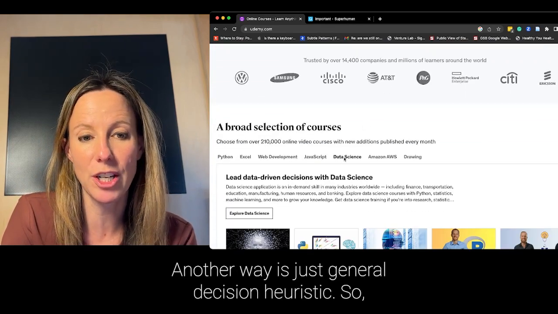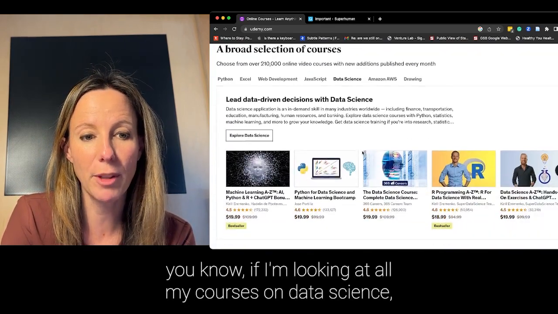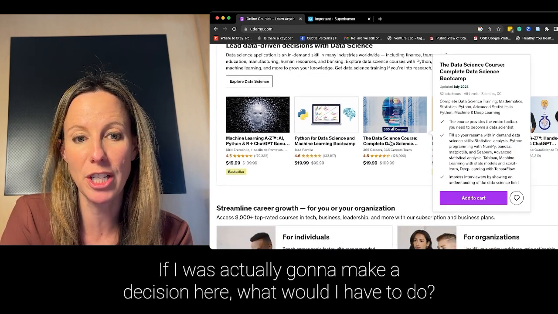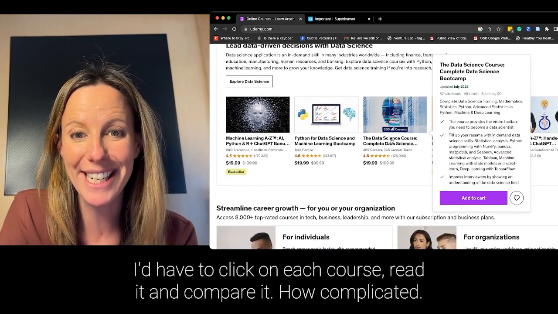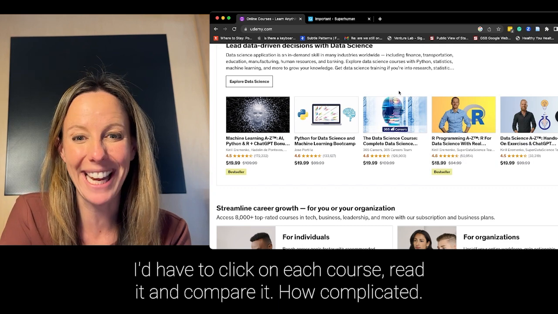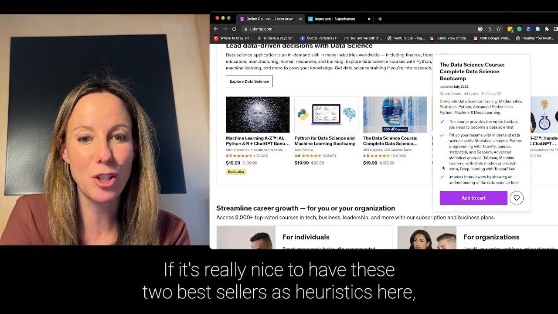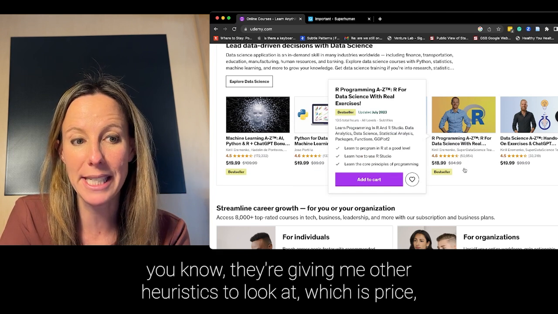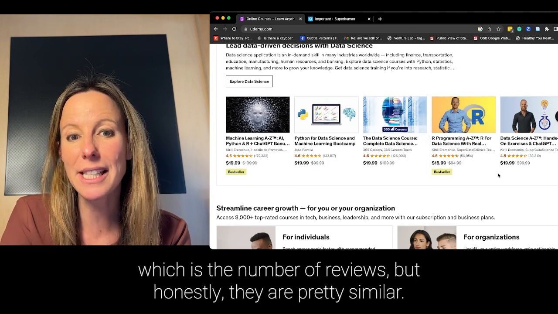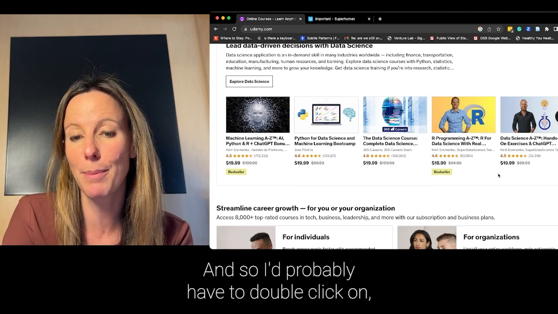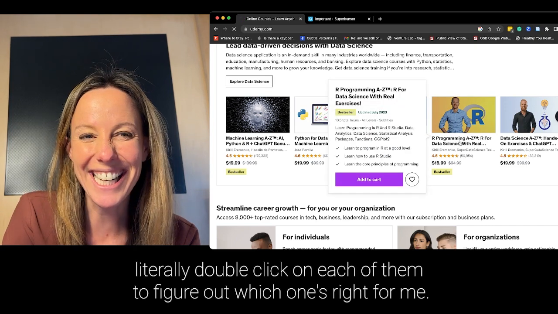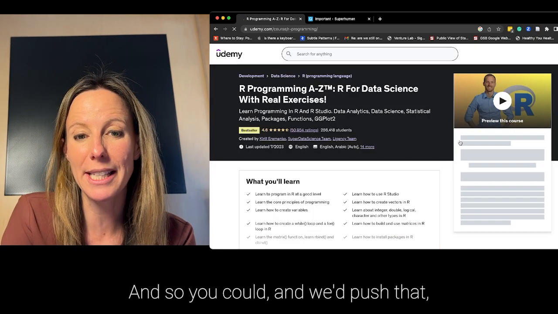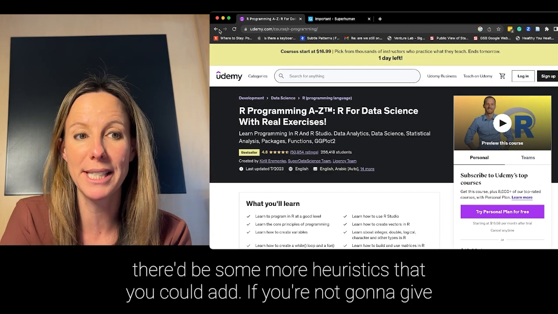Another way is just general decision heuristics. So if I'm looking at all my courses on data science, they all look pretty similar. If I was actually going to make a decision here, what would I have to do? I'd have to click on each course, read it, and compare it. How complicated. And it's really nice to have these two bestsellers as heuristics here. They're giving me other heuristics to look at, which is price, which is the number of reviews. But honestly, they are pretty similar. And so I'd probably have to literally double click on each of them to figure out which one's right for me. And we'd push that there'd be some more heuristics that you could add.